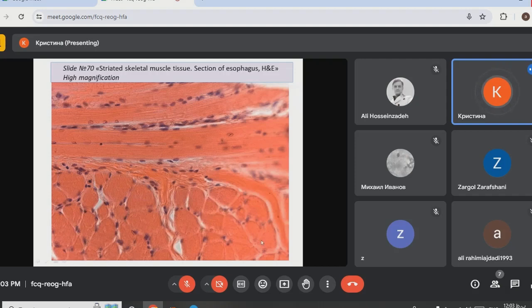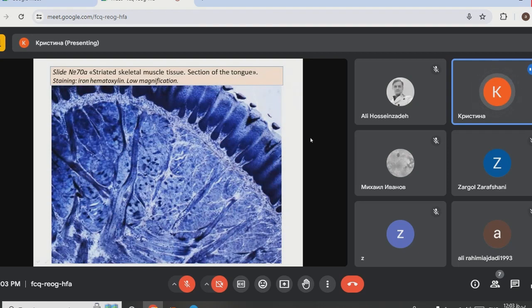This can be inner layer, this can be outer layer. Both consist of bundles of muscle fibers. Each muscle fiber is separated from another with thin layer of endomysium. Bundles of muscle fibers, here one bundle, here second bundle, between them thicker layer of connective tissue, perimysium.